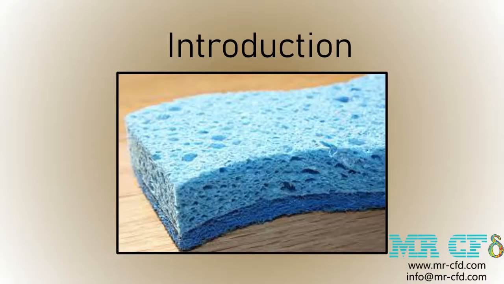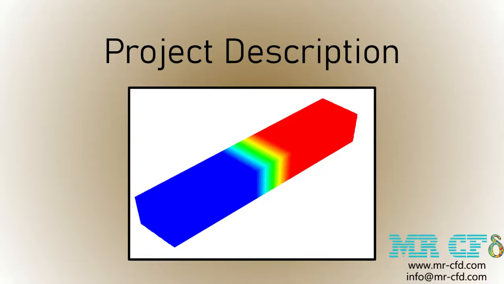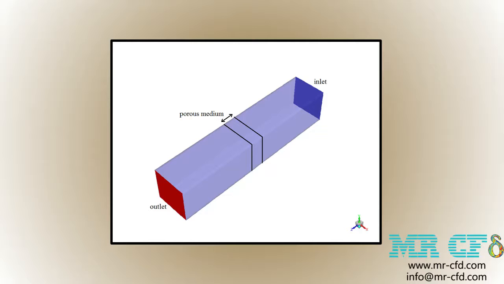Porous media are widely used in a variety of industries, such as food, oil, textiles, building materials, insulation, filters, and membranes. In this project, fluid flow through a porous medium with three different porosities is investigated. The fluid domain consists of an upstream flow domain, a porous medium domain, and a downstream flow domain.